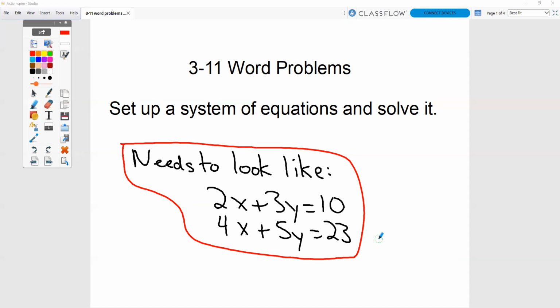When you go to set up your systems of equations, you need them to look like this. 2x plus 3y equals 10, 4x plus 5y equals 23. We want to make sure that we line up our x's with our x's, our y's with our y's, and our plain numbers with our plain numbers. We want to keep things in order like that.